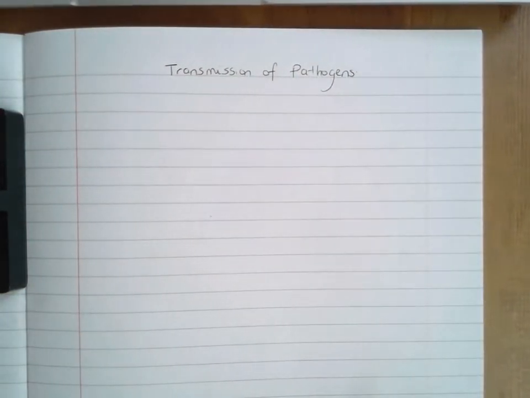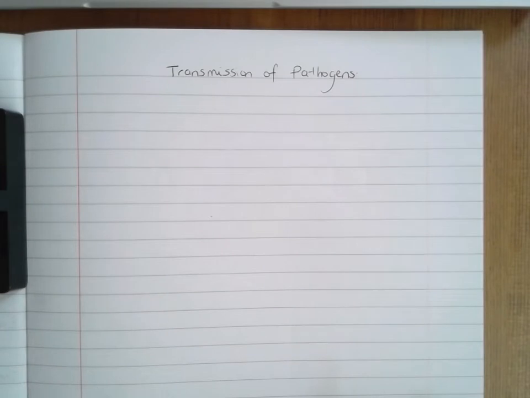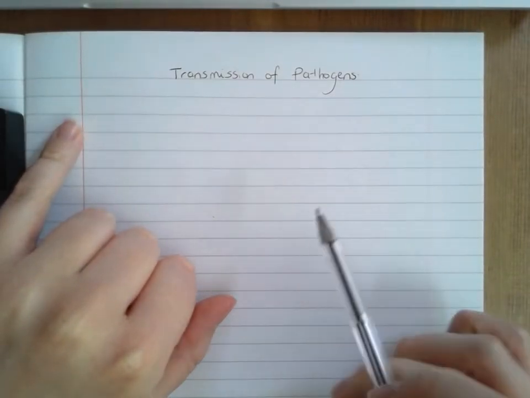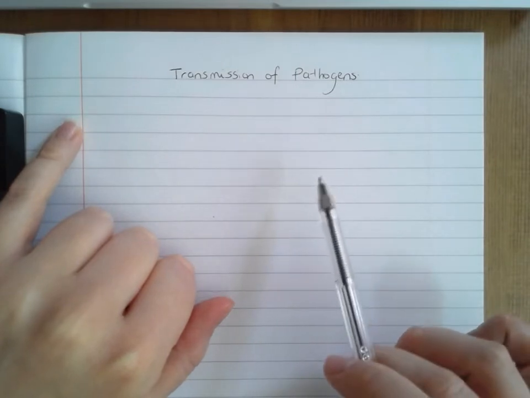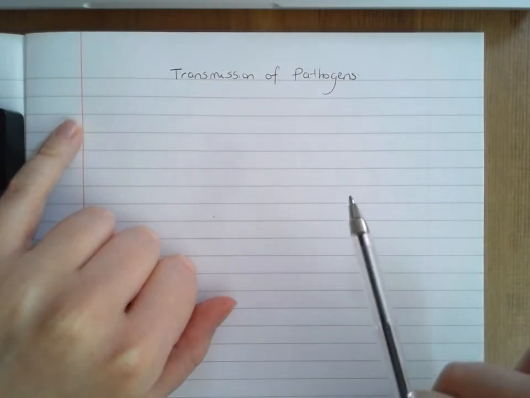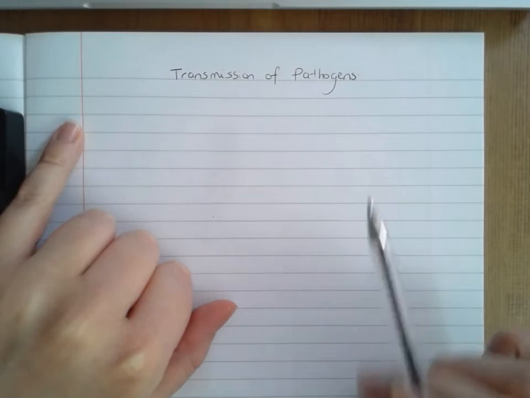So in today's lesson, we're going to look at the transmission of pathogens. And by transmission, I just mean how pathogens spread from one person or from one host to another. Before we look at the different methods that they can use to spread, it's important to understand why it is that they spread and why they can spread so quickly.